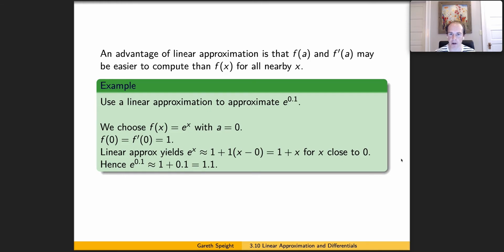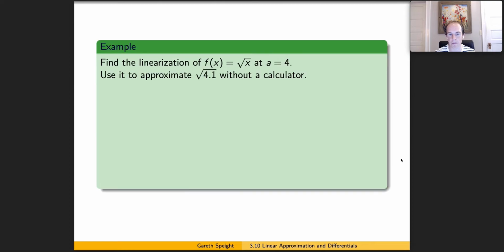So we had to choose our function, and we had to choose a in a careful way so that a is close to the value we're trying to actually compute or approximate. But f of a and f prime of a have to be something we can easily calculate. So in this case, it made sense to choose 0, right? That was the only thing that we could easily calculate f of a and f prime of a for.